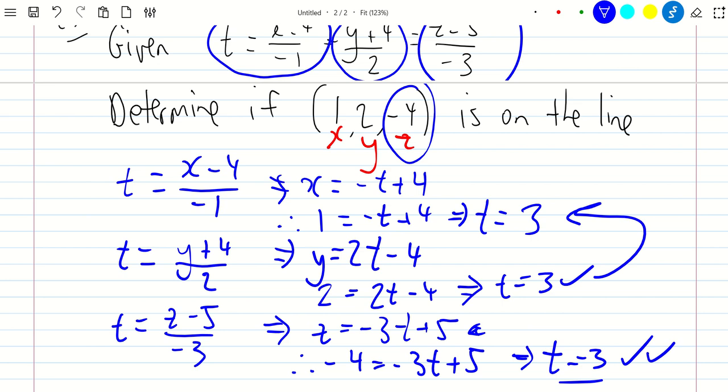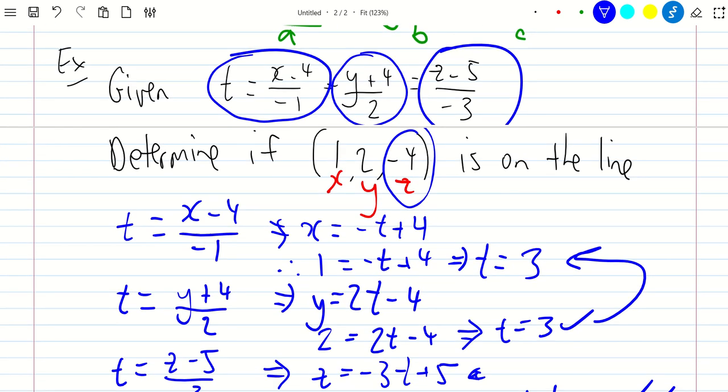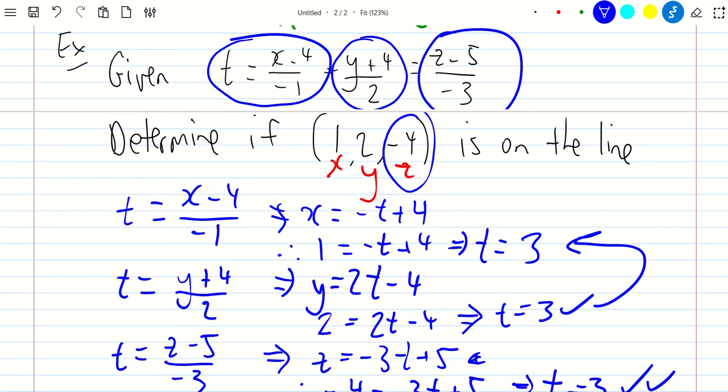And so what that means is that this point is on the line, because for the same t value, the equation gives you the point (1, 2, -4). And you can go back to the original equation and sub in t is equal to 3 for all these values here, and you'll see that you get x is equal to 1, y is equal to 2, and z is equal to -4.